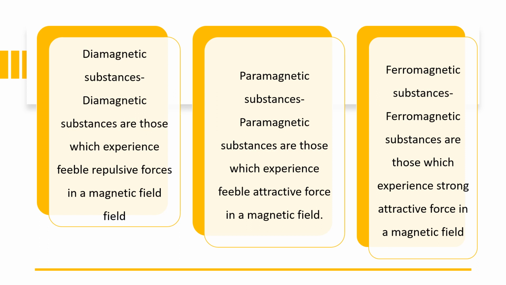And the ferromagnetic substances. The ferromagnetic substances are those which experience a strong attractive force in a magnetic field. That is, when placed in an external magnetic field, a strong magnetism is induced in it in the direction of the field. Therefore, in the case of ferromagnetic substance, there will be a greater concentration of lines of induction in the substance, and hence these ferromagnetic substances are used to make permanent magnets.